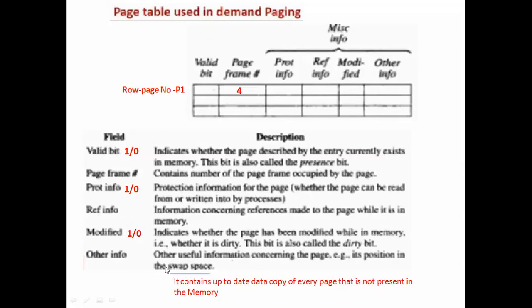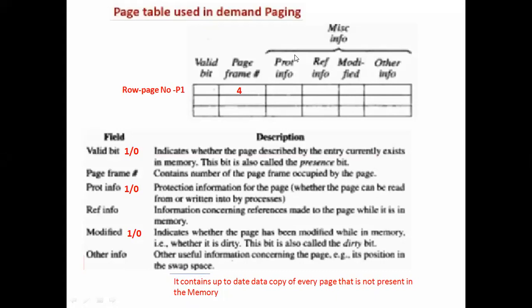But again, the meaning of swap space: this swap space is nothing but a small part of the hard disk, where the other pages of the process will be stored. This swap space contains up-to-date information regarding the process, meaning each and every page that is not present in the memory, all the information will be stored in the swap space, and this will be present in the hard disk.